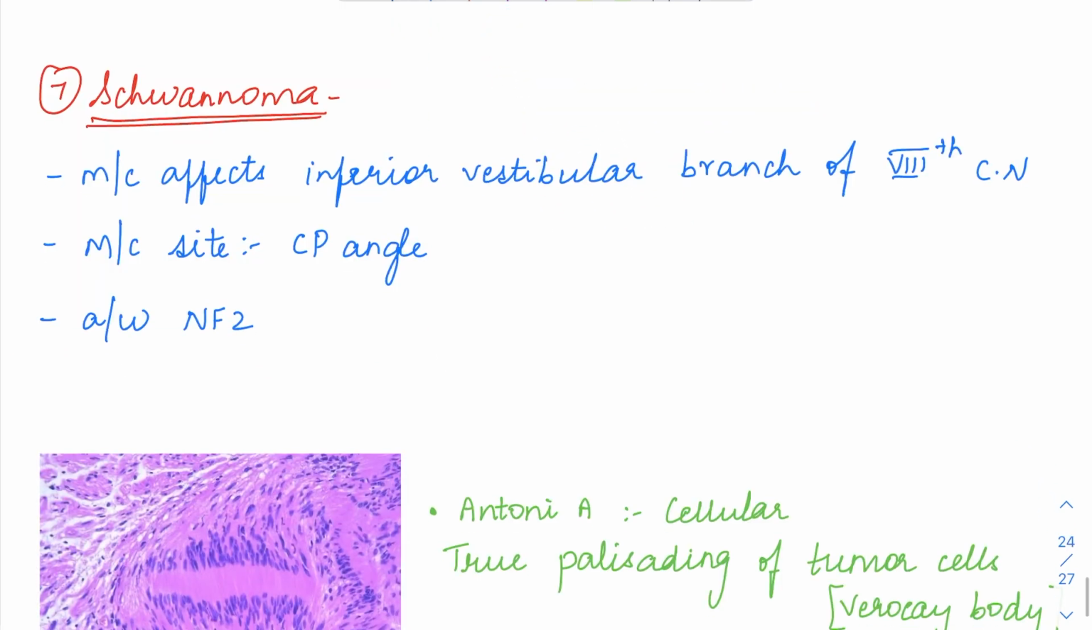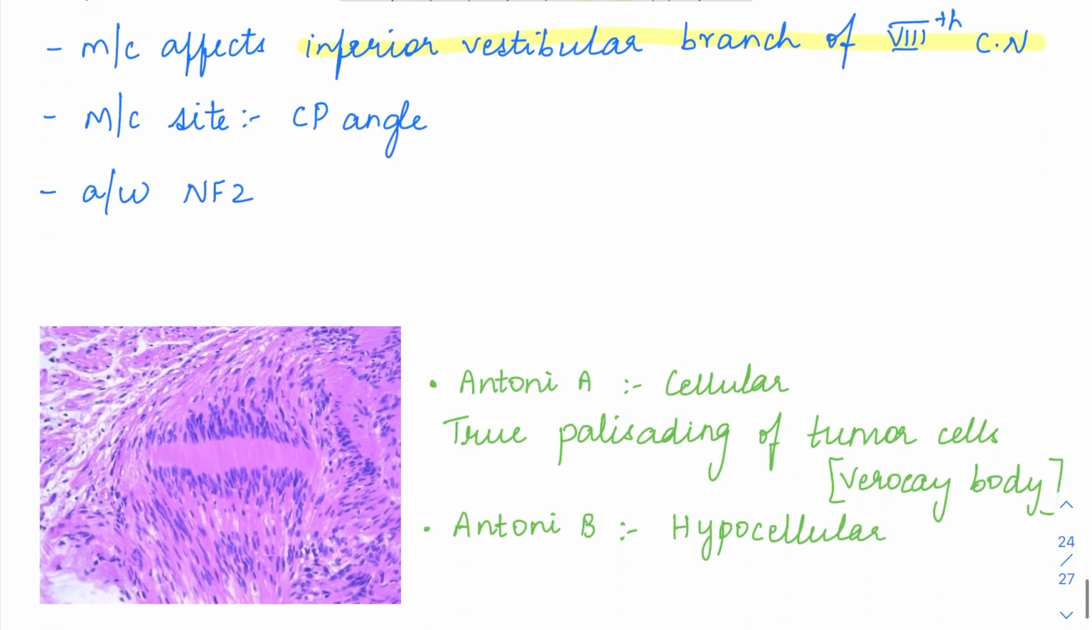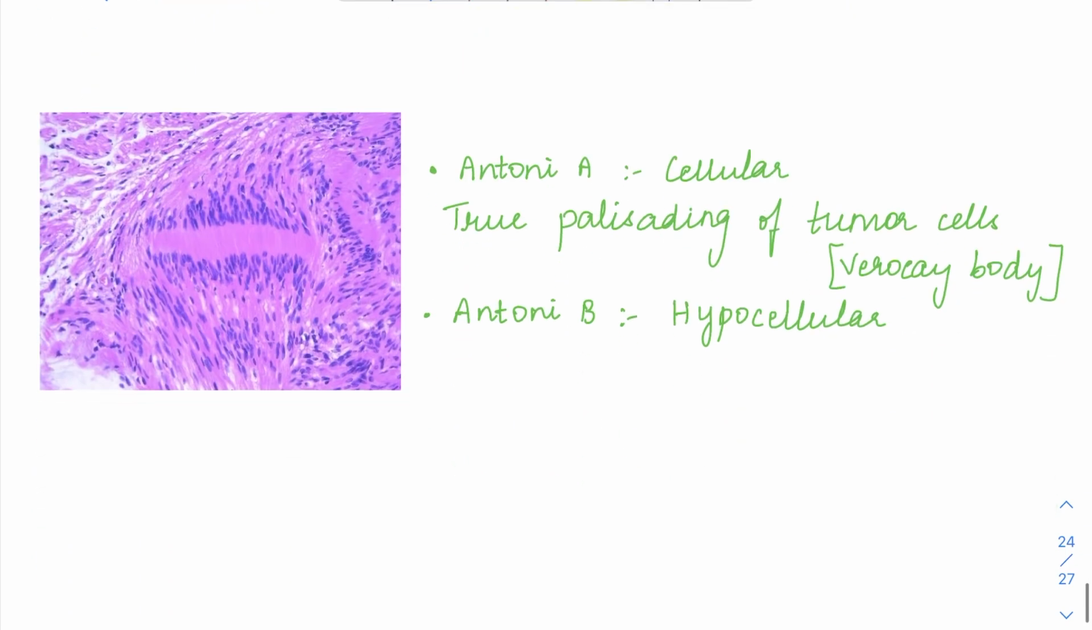Next we'll see Schwannoma. So Schwannoma will arise from the Schwann cells, and most commonly it is going to affect the 8th cranial nerve, especially the inferior vestibular branch. So the inferior vestibular branch of the 8th cranial nerve is usually affected in Schwannomas, and here the most common site will be the cerebellopontine angle. And here again, like ependymoma and meningioma, it is associated with neurofibromatosis type 2.